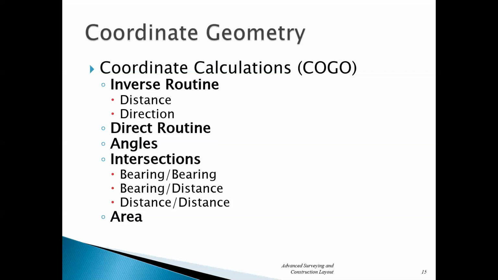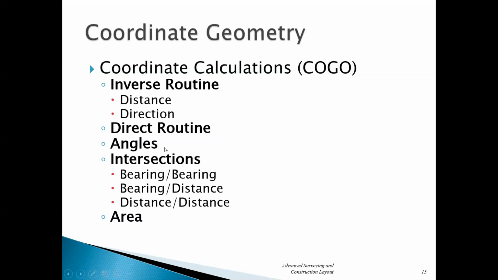A direct routine says that you can go the other way. If you have a starting coordinate and a direction and a distance from that starting point, you have the ability to calculate a coordinate. That's what we call a direct routine. We can determine angles between any three points. You can have a backsight, a vertex and a foresight. So basically you're going to inverse and then calculate angles.